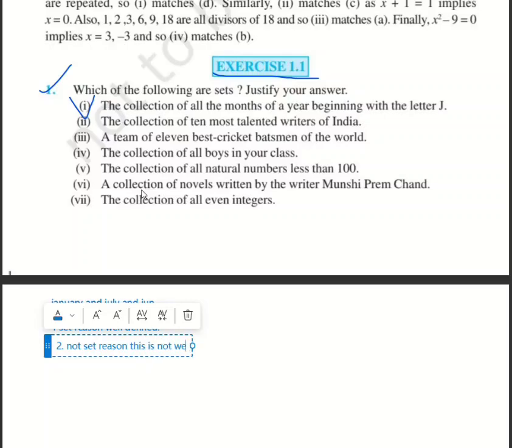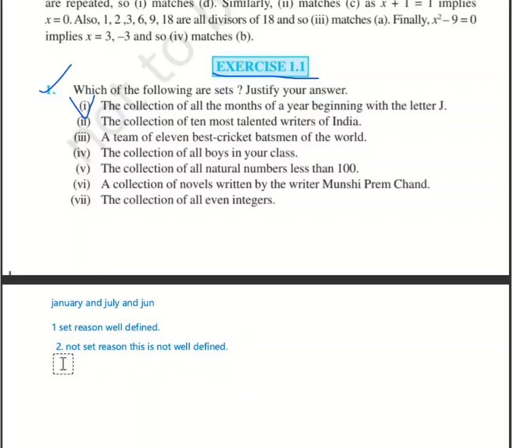So we have covered this, and now for the third. The third is a team of 11 best cricket batsmen of the world. This is also the same as the previous one. It varies from person to person. For me, in India, Virat Kohli and Rohit Sharma are favorites, and for another person MS Dhoni, MSD, is the favorite. So this also varies from person to person. So three is also not a set. The reason is that it is not well defined.